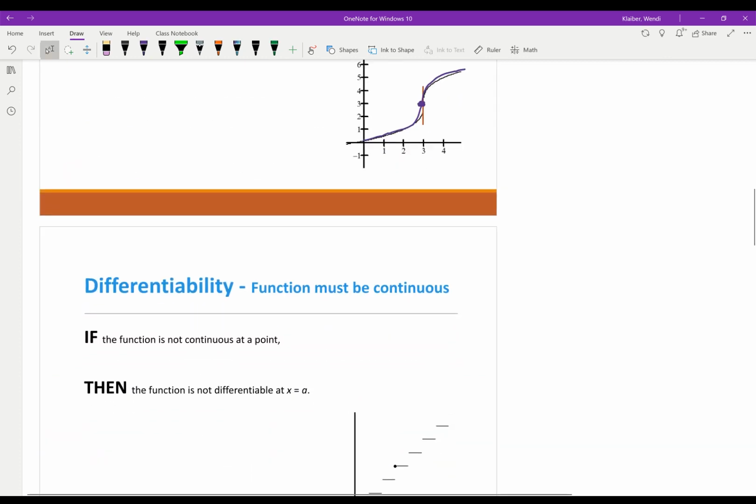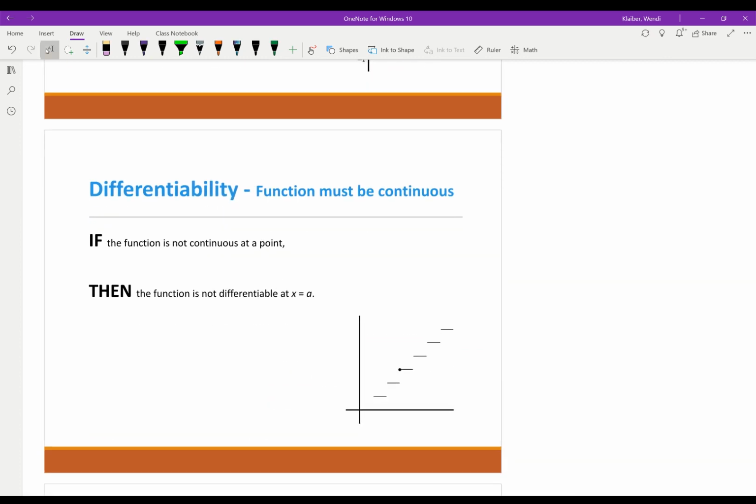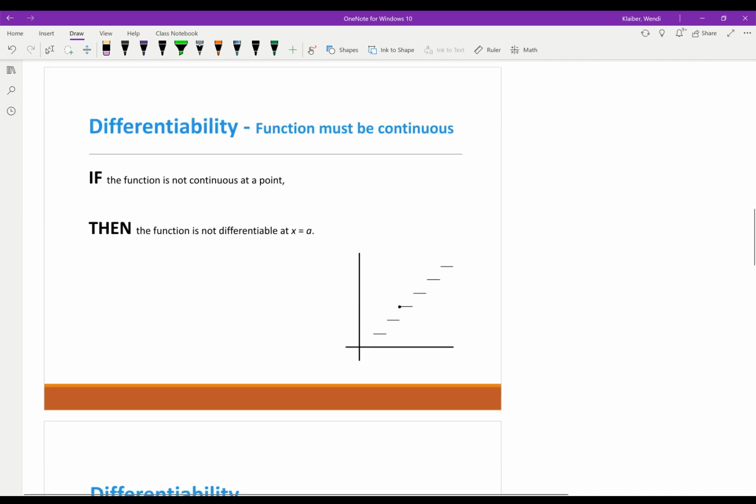And last of all, if the function is not continuous, the function will not be differentiable. So differentiability implies continuity. An example here is a step function, and we can see the slope here, and the slope here. Now the slopes might be equivalent, but the function's not continuous. So there is no tangent line that I can draw that will create a derivative between those two points. So the function must be continuous.